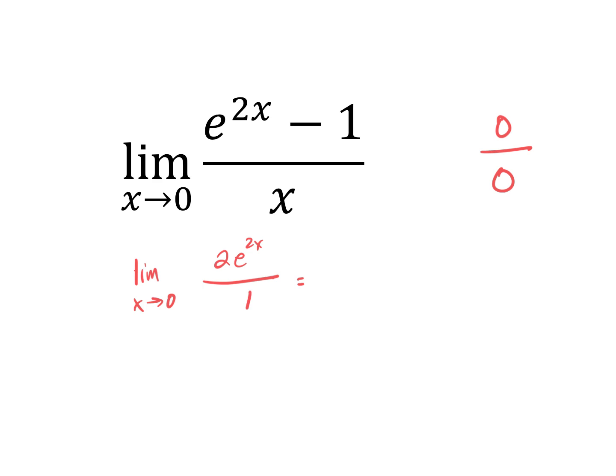What is the limit as x approaches 0? 2. 2e to the 0 over 1, which is 2. How are we feeling? Okay.